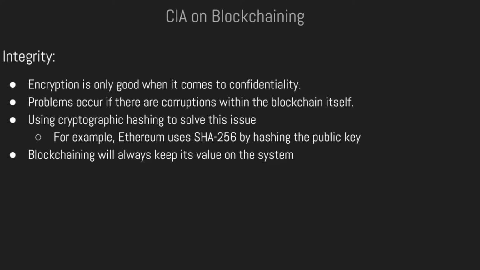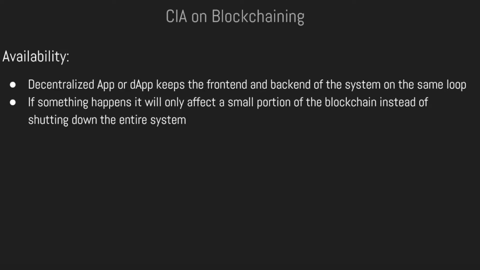And then moving into availability, and also SHA-256 uses the same type of hashing function. So in terms of availability, blockchain will always keep its value on the system unless that block is being manipulated or broken. That will always be kept.